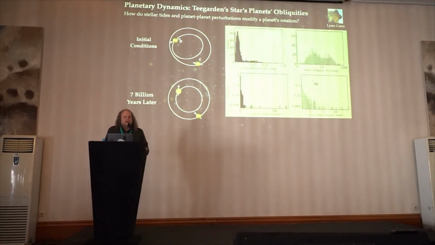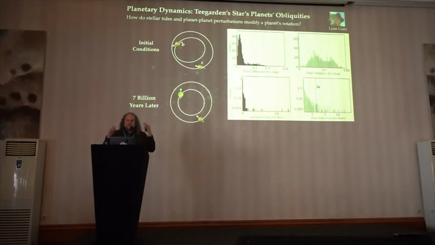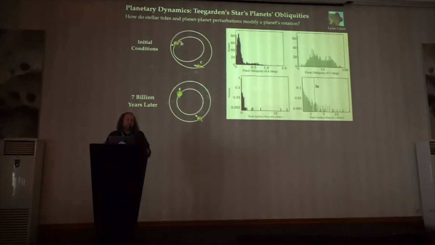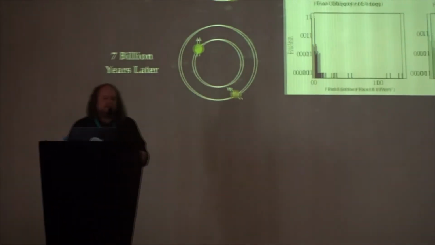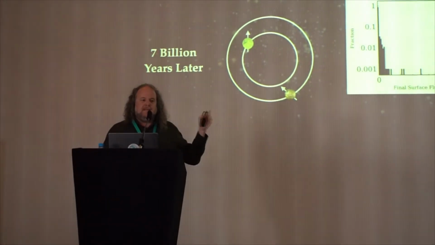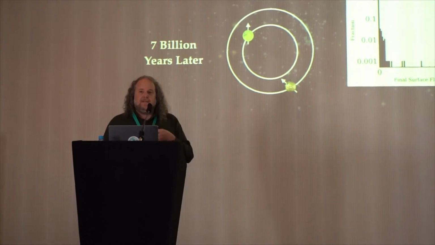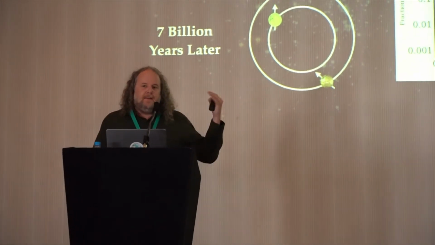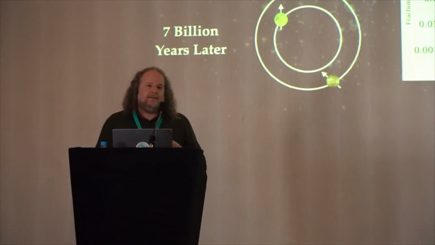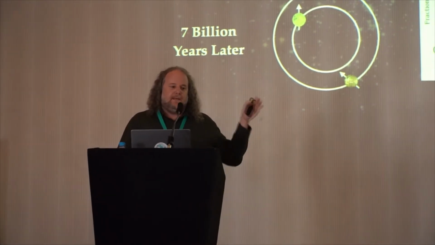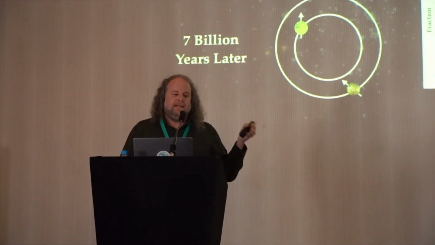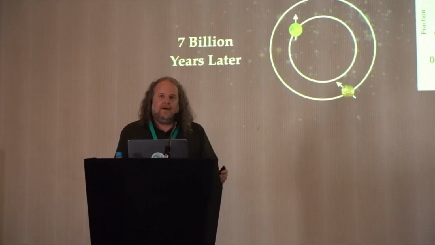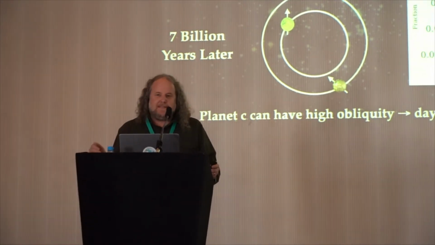Here are the results from their paper, where the top panel shows you the final histograms of 1,000 simulations of the Teegarden's star system, looking at the final obliquity after about 7 billion years. As I said, planet B's obliquity tends to be very low, but you can see C has a very wide range of possibilities, extending up to about 45 degrees. And then the bottom panel shows you the final heat flux, and as I said before, planet B tends to have a much lower heat flux than planet C, and you can see I've marked where Io's approximate value is today. So I think this is a really fascinating result.